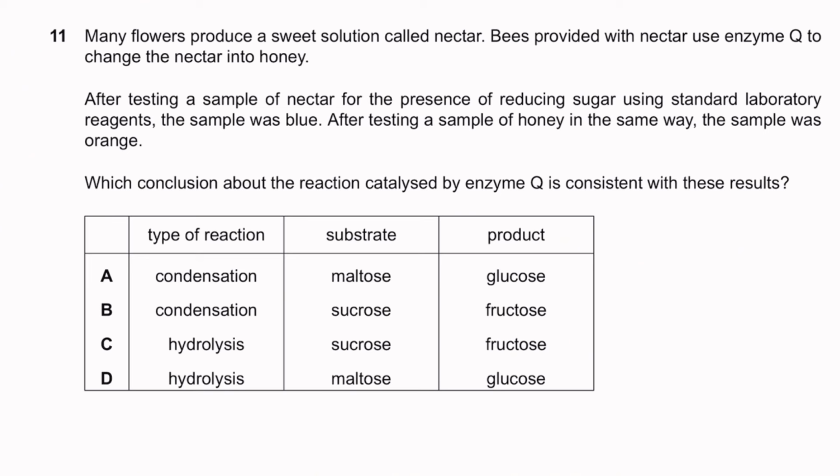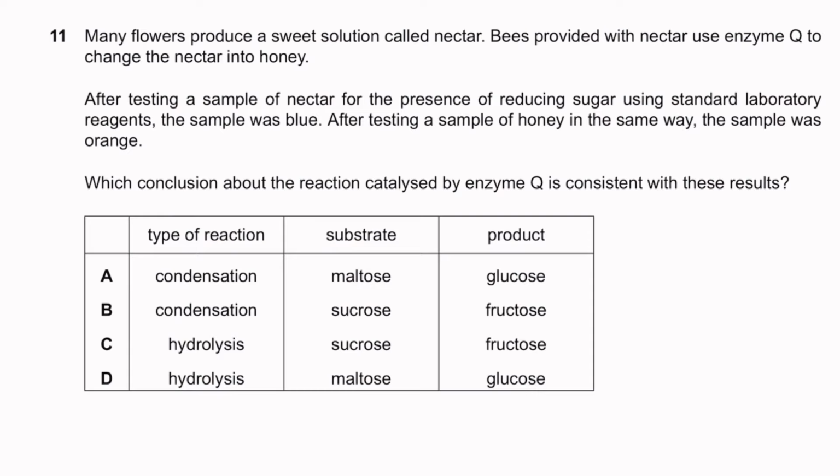Now, as we told you guys before, Benedict's solution is a solution for testing for reducing sugars. And so if you have a non-reducing sugar, once you break it down, once you hydrolyze it into a reducing sugar, the test should end up being positive, and that's a test for non-reducing sugars. And so that means that the nectar here is supposed to be non-reducing. There was hydrolysis that happened and that produced a reducing sugar, and that's it.